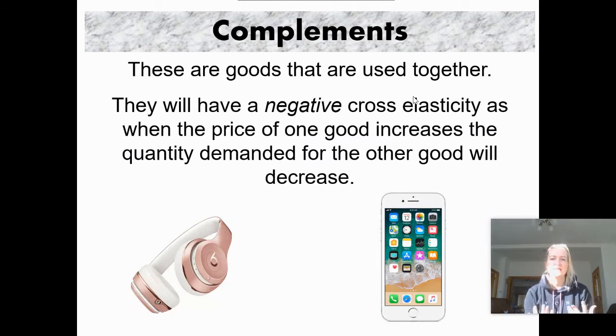Complements are goods that we use together. They have a negative cross elasticity because if the price of, let's say, cell phones goes up, then the quantity demanded of cell phones will go down. We know this because of the law of demand. However, because cell phones and headphones are used together, if we are buying fewer cell phones, then the demand for headphones would also go down. So price goes up, the demand for the complement goes down.